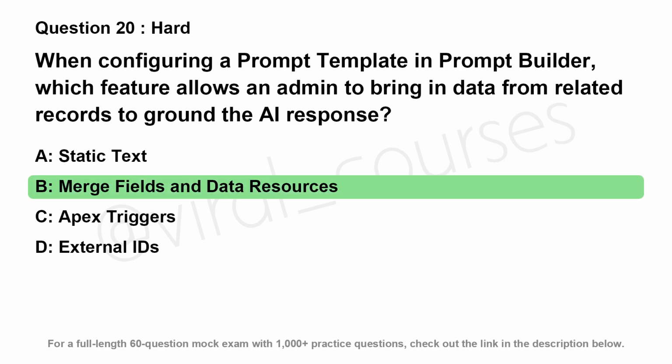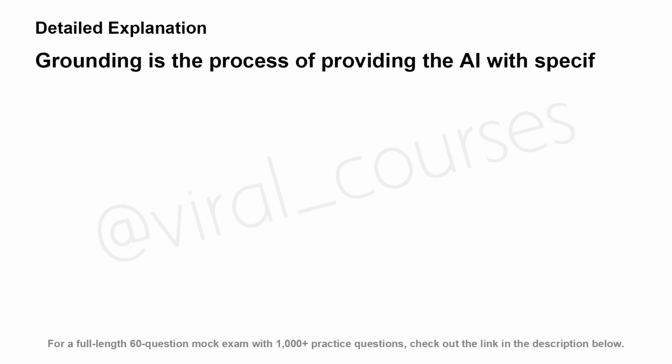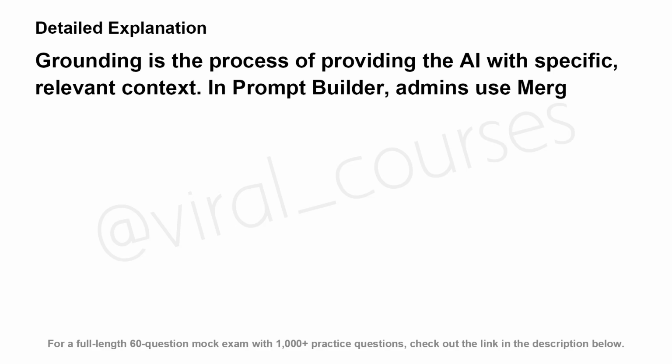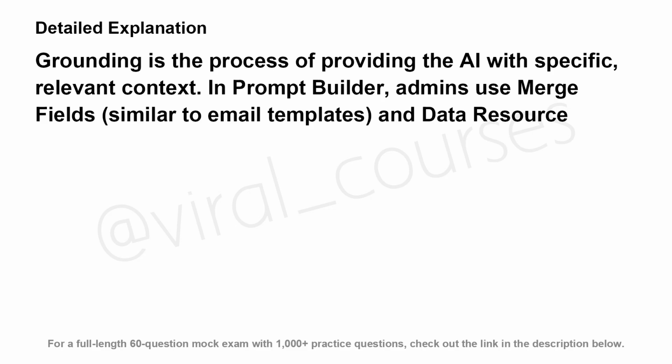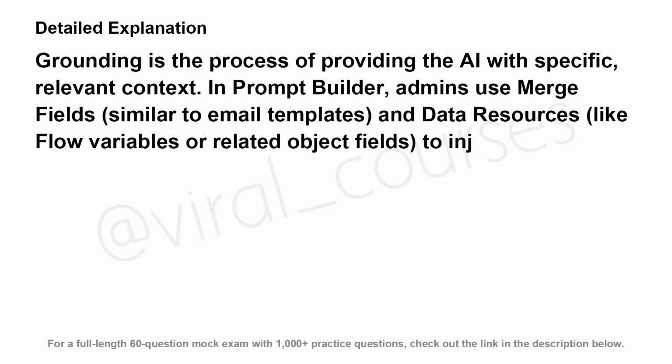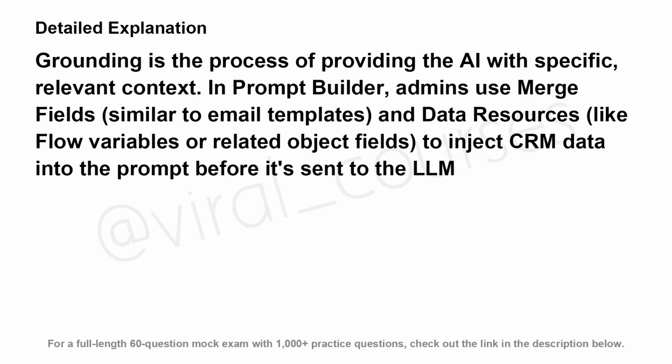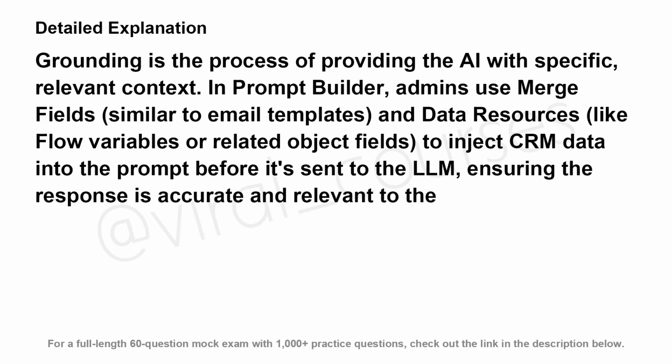The correct answer is B. Grounding is the process of providing the AI with specific, relevant context. In Prompt Builder, admins use merge fields, similar to email templates, and data resources, like flow variables or related object fields, to inject CRM data into the prompt before it's sent to the LLM, ensuring the response is accurate and relevant to the user's specific record.